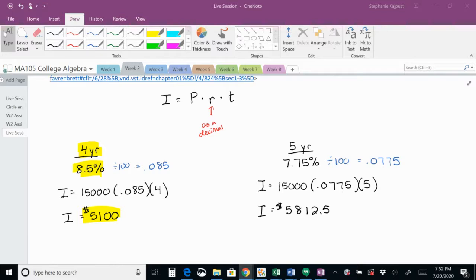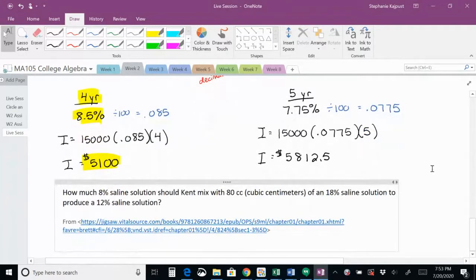Let's see. I'm going to do a mixture problem because that confuses a lot of people. And this is like one that's relevant if anybody's going into healthcare. So this is a mixture problem.